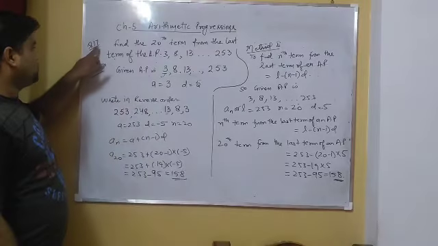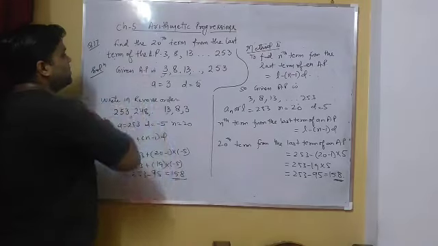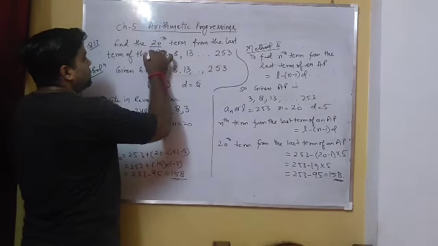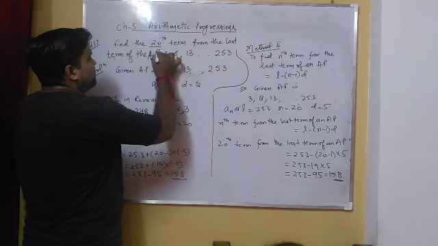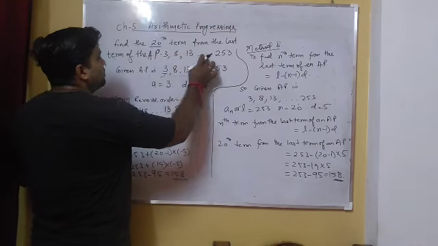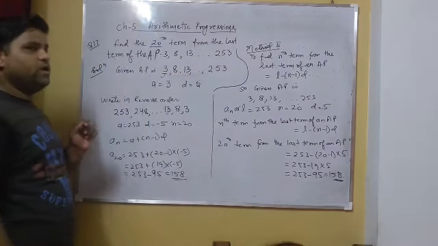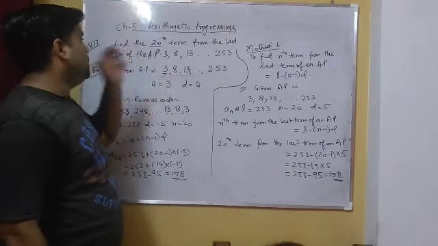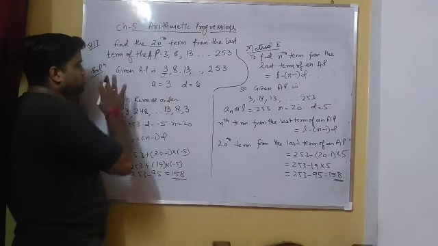Now let us come to question number 17. Find the 20th term from the last term of the AP. Our given AP is 3, 8, 13 up to 253. In this question we have to find the 20th term from the last term of the AP. Now let us come to the solution.